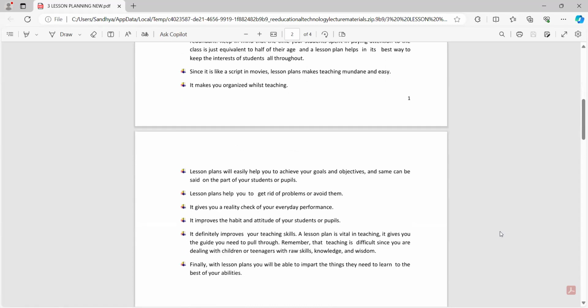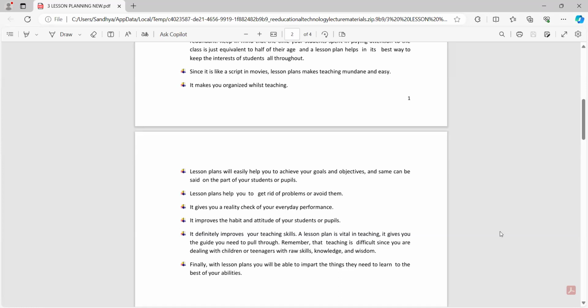So lesson plans help you to get rid of problems or avoid them. Normally, when you plan lessons, you think of the anticipated problems also. What kind of problems may arise when I'm to do this lesson? So you anticipate them, find solutions, and incorporate them in the lesson plan, right? It gives you a reality check of your everyday performance.